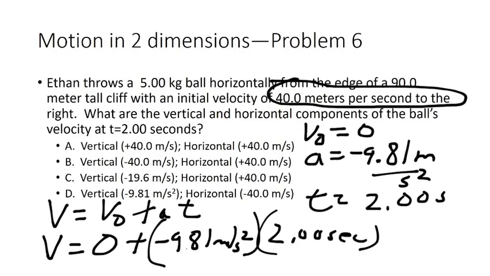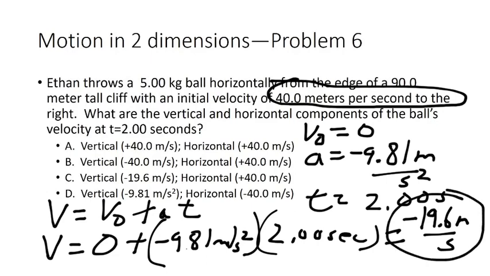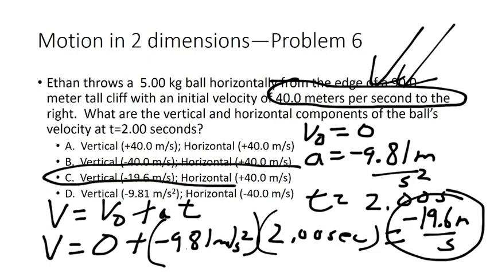We calculate that out, and we get a vertical velocity at 2 seconds of negative 19.6, and that's meters per second. So this is our vertical component, and positive 40 meters per second is our horizontal component. So the correct answer on problem number 6 is C.